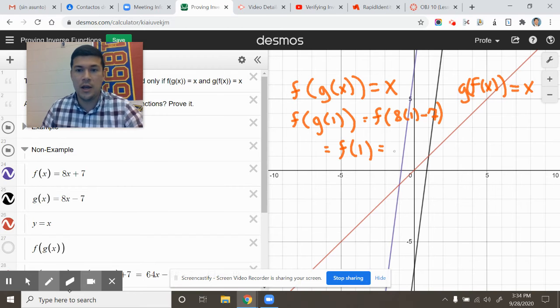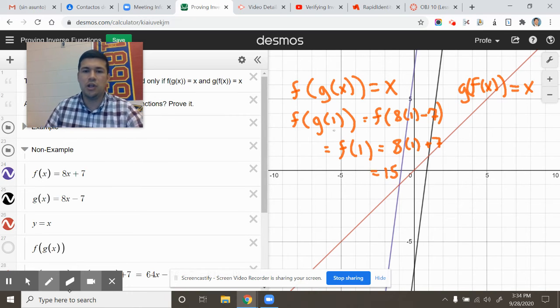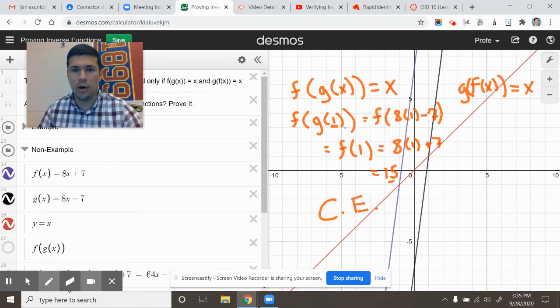Well, let's see, f of 1, that's 8 times 1 plus 7. So 8 times 1 plus 7 is actually equal to 15. You saw that the input of g is not the output of f. So the domain and range do not appear to be flipped. And that in itself, one example, is what you can call a counterexample. Because the evaluations do not work, there's no case to be made here.